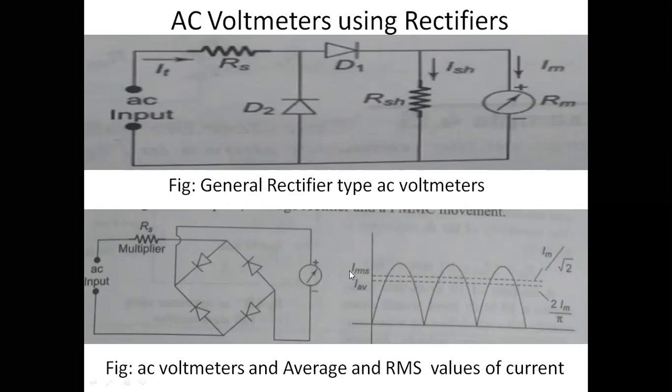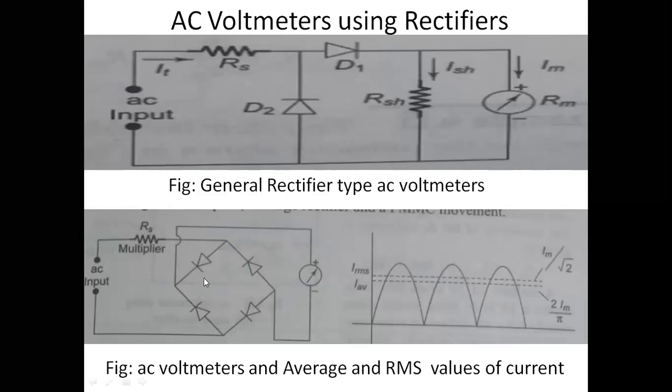Coming to this, it is a full wave rectifier. By using the full wave rectifier, we will get the RMS voltage and average current. For this also we will connect the multiplier in series. In some cases we will connect the multimeter at the output of the rectifier to get the output through the meter.